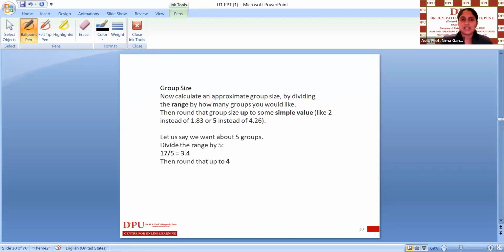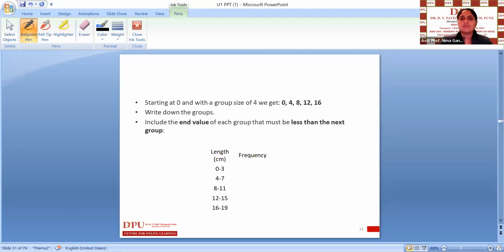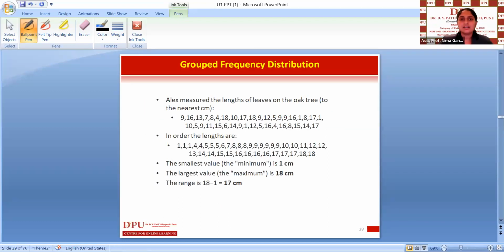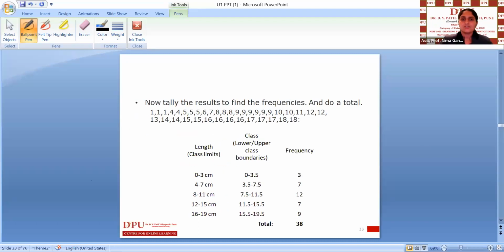So in 0 to 3, how many observations are there? So just 3 observations, that is 1, 1, 1, right? So how many observations are in between 4 to 7? So 2 times 4, 3 times 5, 6 and 7. So you are calculating the total number of observations, 1, 2, 3, 4, 5, 6, 7. So the frequency is 7 here. Okay, so in this way, we can write down the values in the frequency table. So this is how we convert our data into grouped frequency distribution.